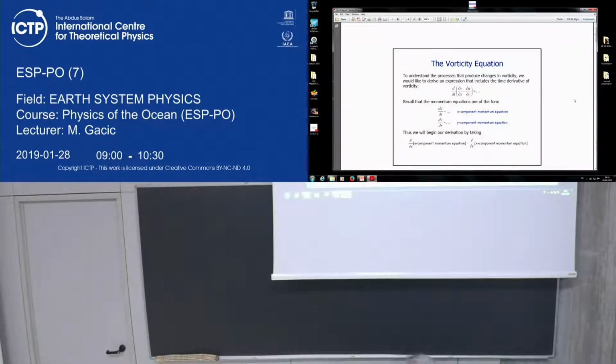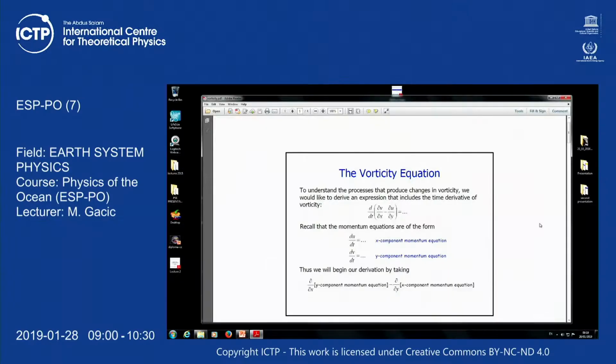Now we will introduce the vorticity concept, which is the momentum of rotation, and the processes that introduce changes in vorticity. We are interested in changes of vorticity because by looking at them, we can also explain some features of the circulation. And this is what we are looking for: the changes of vorticity.